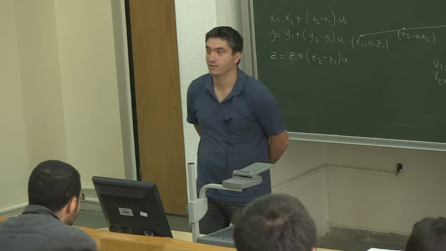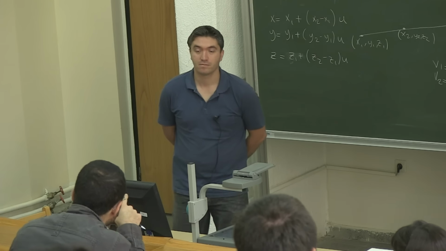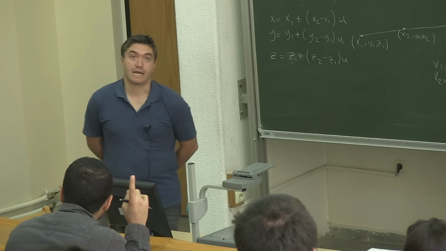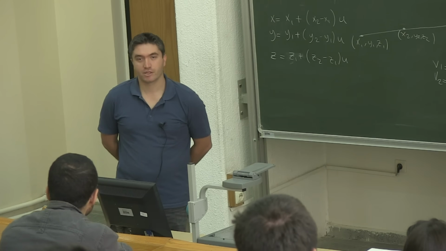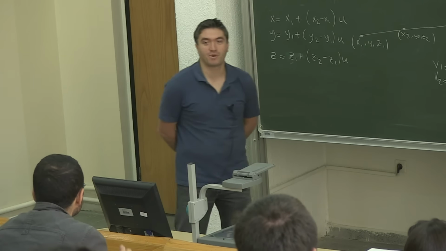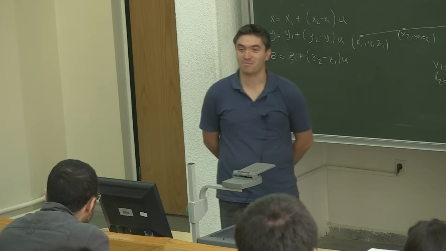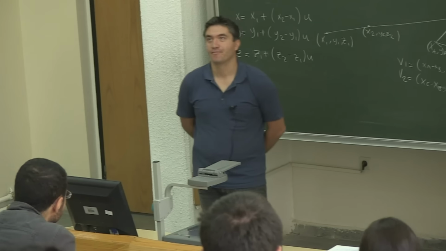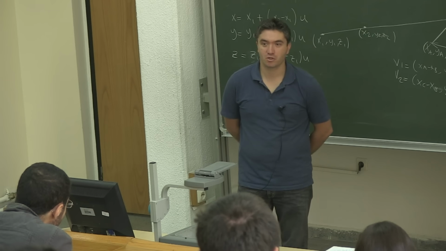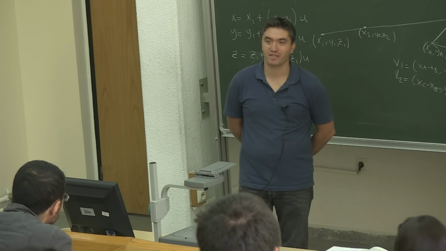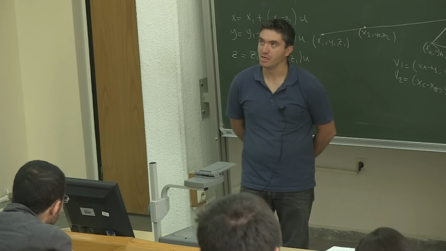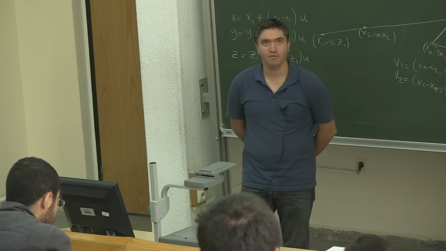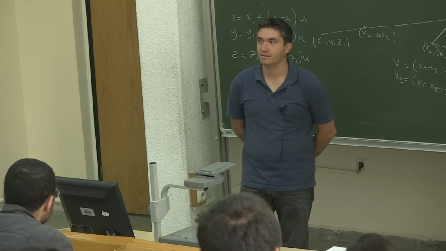Is it clear? Hocam, parametric equation dışında biz bir line nasıl gösterebiliriz? Yeah. The question is, if we didn't use the parametric line equation, how can we represent a line? In 2D, you use the slope-intercept equation, y is equal to mx plus b. But in 3D, how would you represent a line in a single equation?